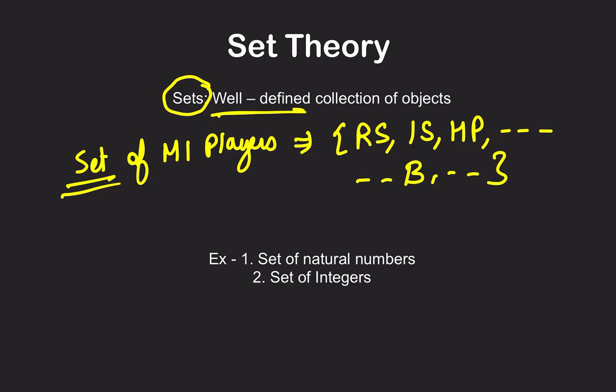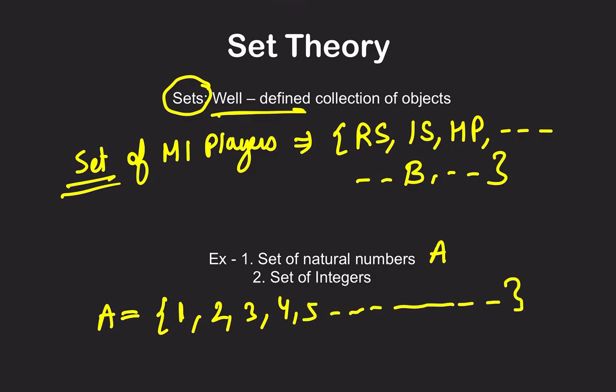Another example is the set of all the natural numbers. Suppose I say this is set A. A is the set of all the natural numbers. So how do you write the set A? With curly brackets. This is how you define the set. A: all the natural numbers are 1, 2, 3, 4, 5 till infinity. This forms another set. It is a meaningful set of all the natural numbers.